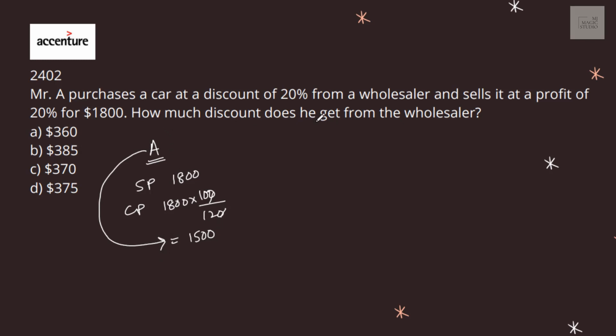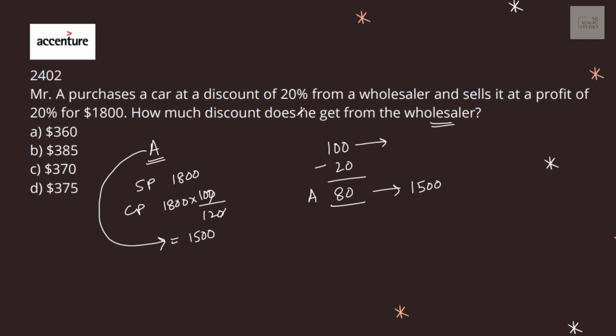How much discount does he get from the wholesaler? Now 1,500 is 80% of the price. Suppose the price to the wholesaler was 100. He has given a discount of 20. That means the price to Mr. A is 80, isn't it? In this case, 80 is 1,500. Then how much is 100?